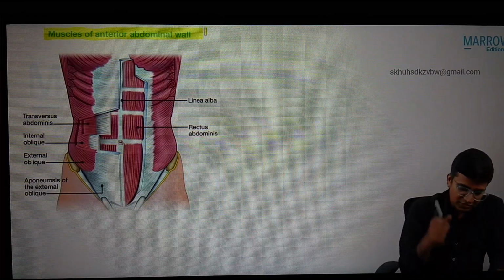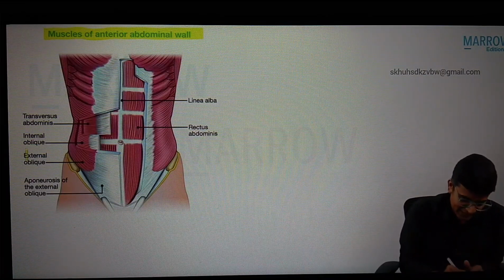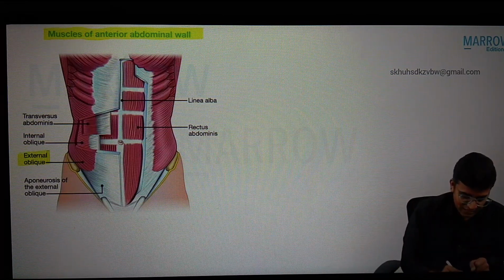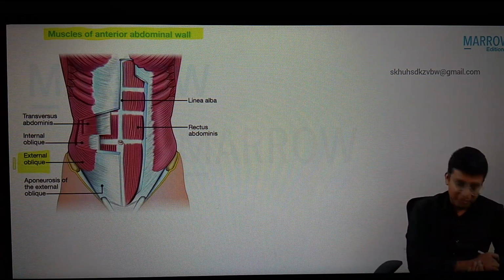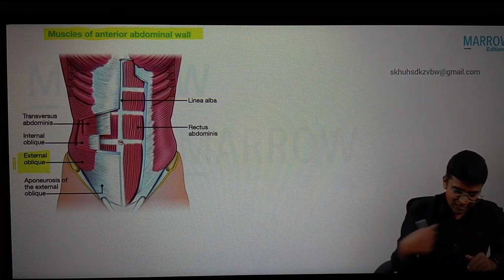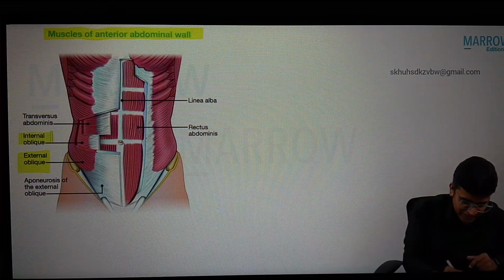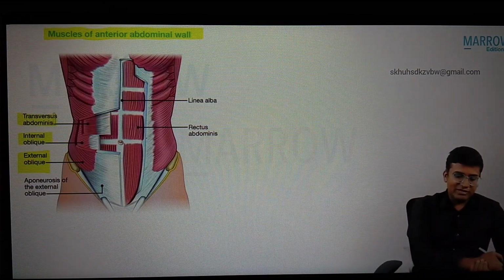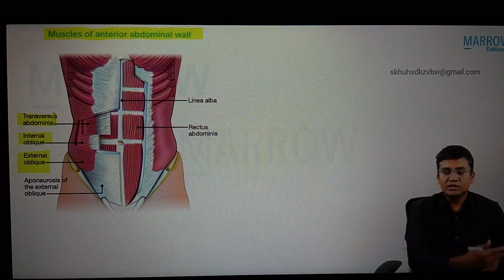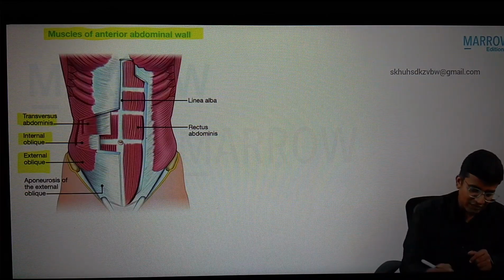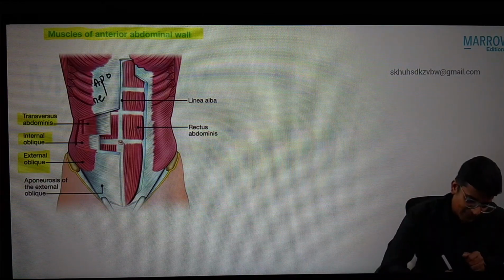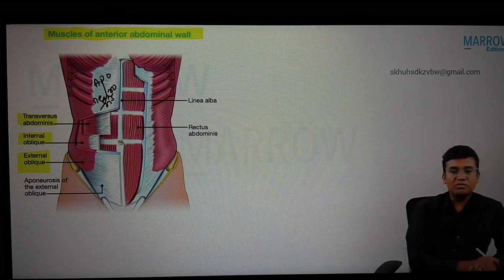Now, this is the diagram. In the diagram, we remove the skin, the superficial fascia, and the first muscle, the external oblique muscle. If you remove the external oblique, deeply you see internal oblique, and deep to internal oblique, we have transverse abdominis muscle. Now, these muscles form aponeurosis. This white structure is the aponeurosis of the anterior abdominal wall muscles.